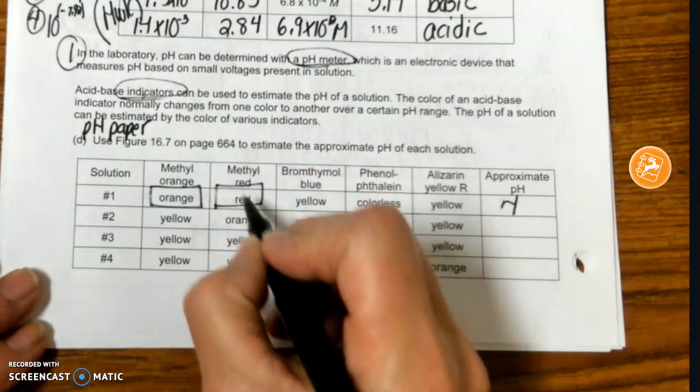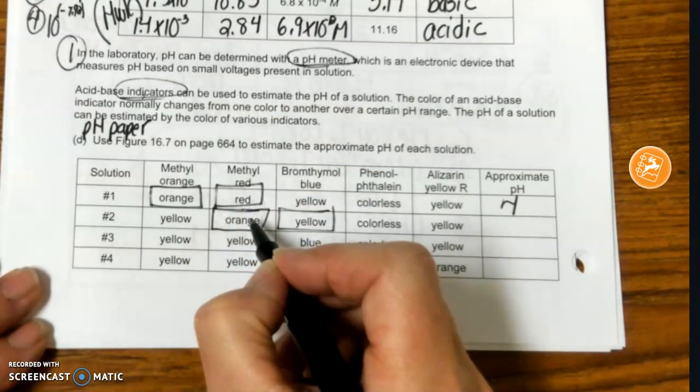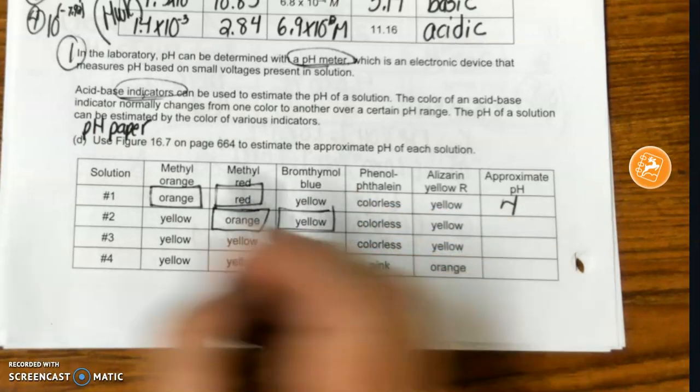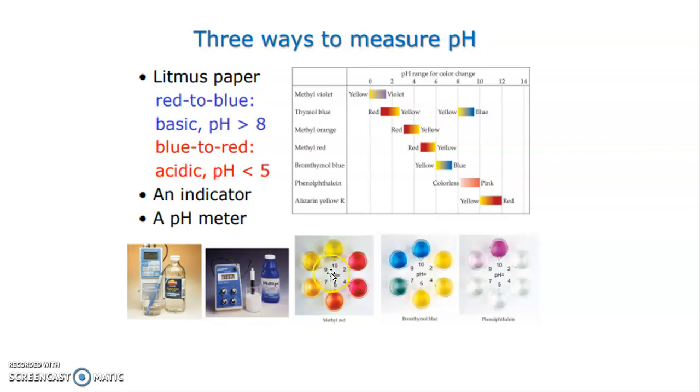Next one, let's do another one. Let's do this one. With methyl red, it turns orange. With bromothymol blue, it turns yellow. So I look at this. With methyl red, it turns orange, so I'm right here. With bromothymol blue, it turns yellow. So I'm kind of right in here, which is around a 5 or a 6. This is orange. I'm going to call that a 5.